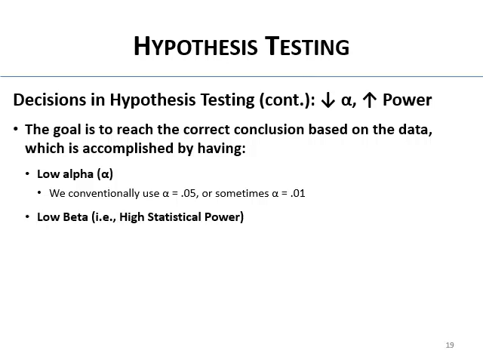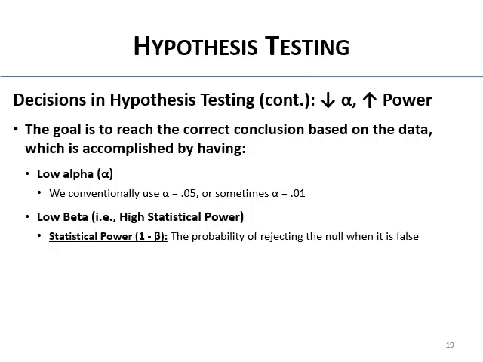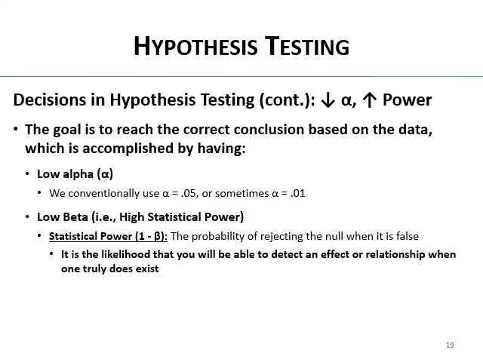And we want low beta, which again we never talk about. We really say high statistical power, which is 1 minus beta. So statistical power is your probability of rejecting the null when it's false. That is finding an effect when one truly does exist. So statistical power is your probability or ability to reject a null when you should, or find an effect when one truly does exist. That is your ability to say, yeah, these two things are related, or this drug really is better. So that's your power.